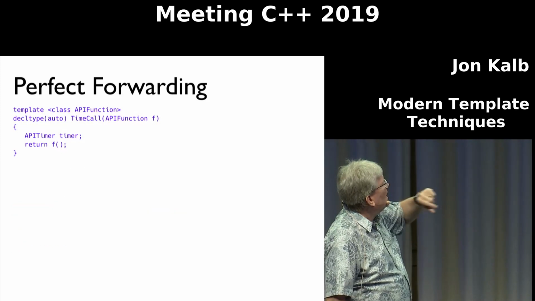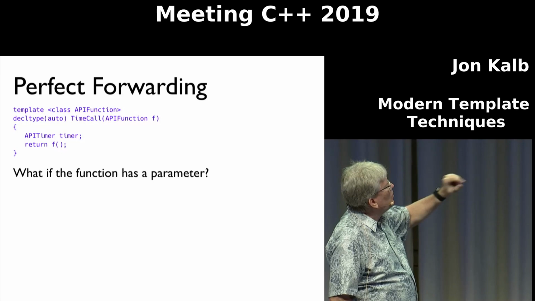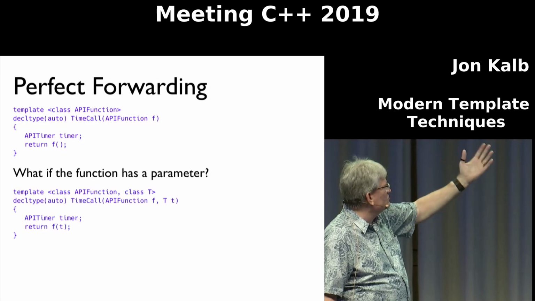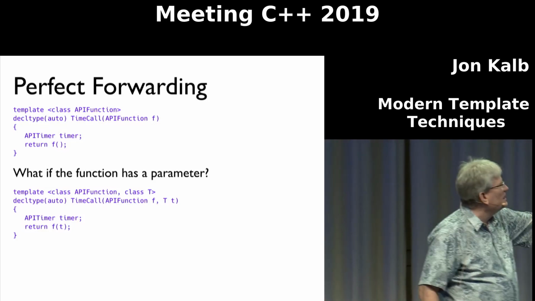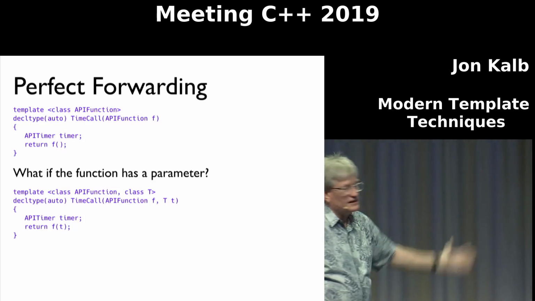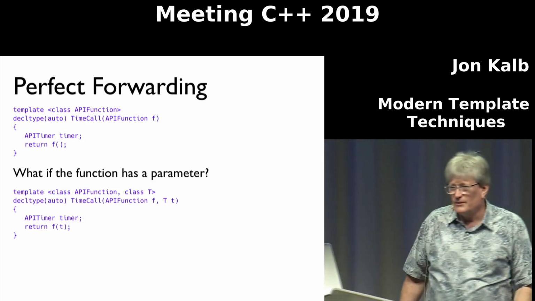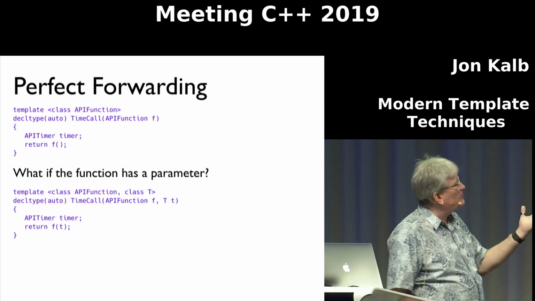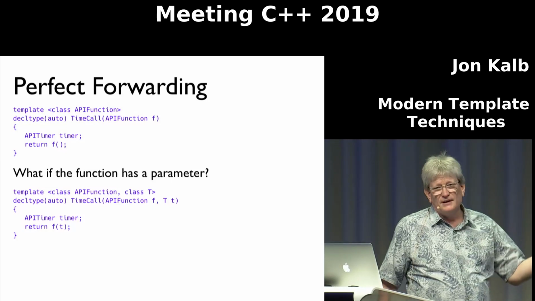Okay. But now we have this issue: what if we have a parameter? And so the question is, well, it's pretty straightforward. We just add a new template parameter. Doesn't matter the type of the parameter. We add that, and we pass that in to the function when we call it, right? Straightforward, makes sense. But there's a bit of a problem here. What's that problem?